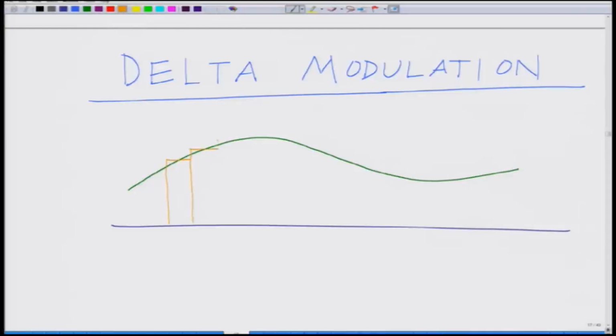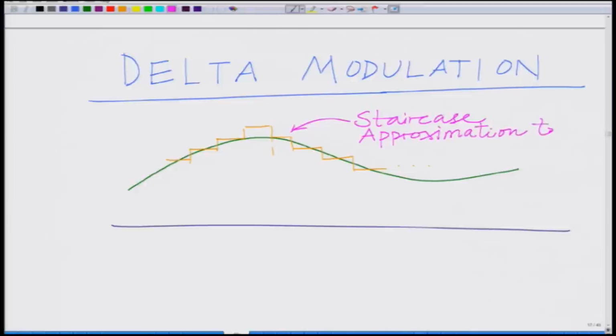So, what we are trying to do is build a staircase kind of approximation to a continuous message signal.